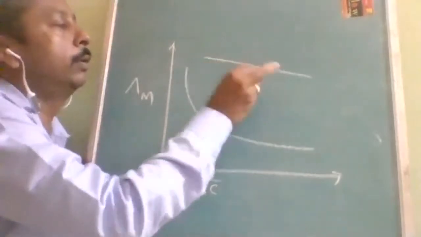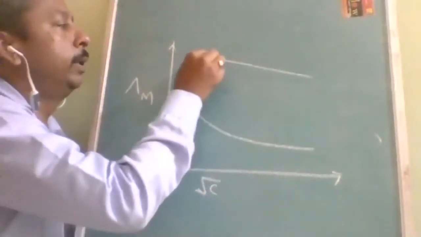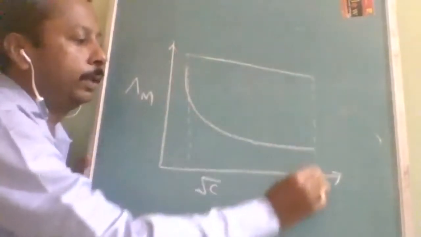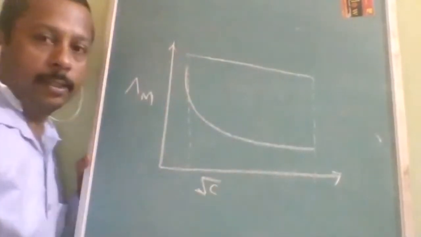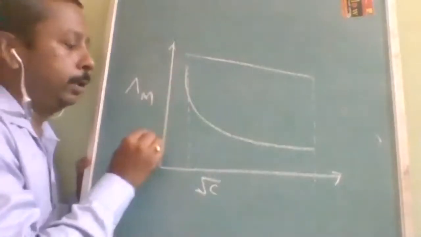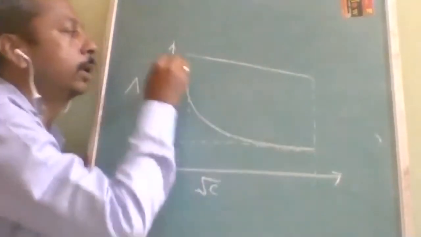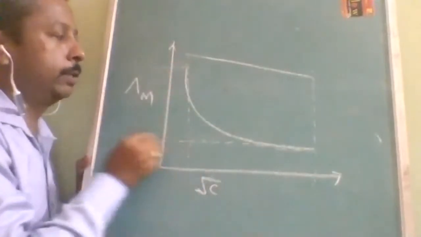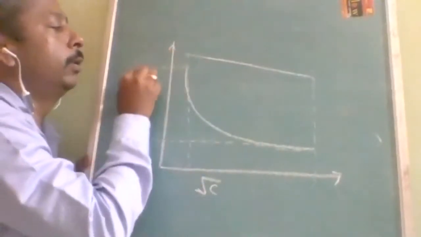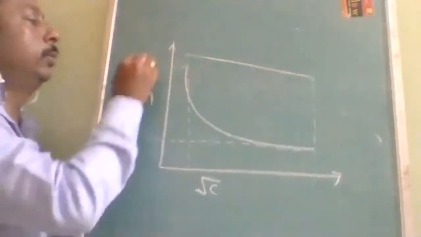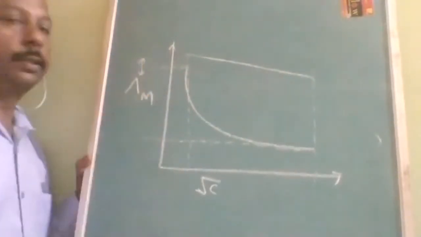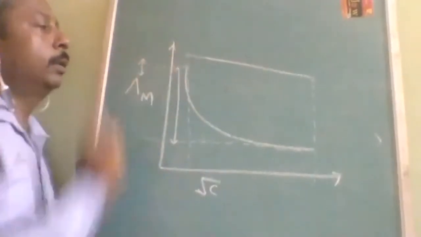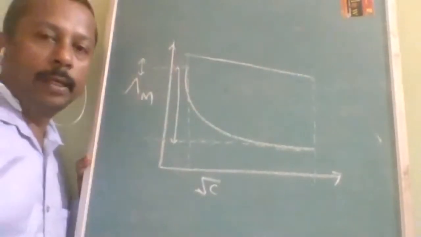Here, if I extend from here to here, I make the same change in concentration. But in this electrolyte, see how much the molar conductivity has changed. This much molar conductivity changed. But here there is almost negligible change, only this much decrease. Such is the electrolyte variation.